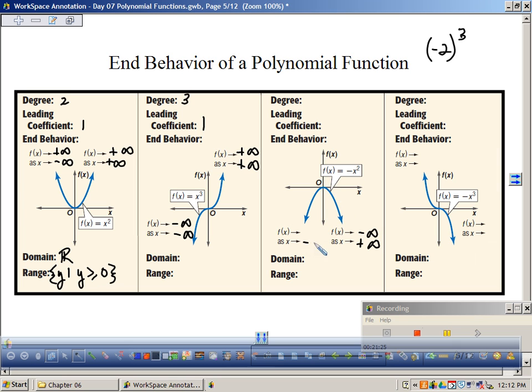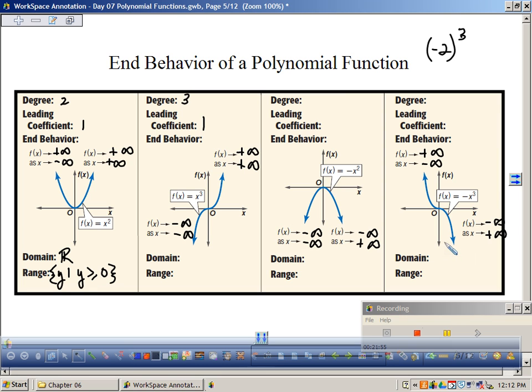As x is going in the negative direction, what's y doing? Going down. Just say, I'm going on the positive x. Is the graph up or down? It's down. As I'm going negative, what's the graph doing? Going down. Over here, as we go in the positive direction for x, what's the graph doing? It's going down. As we go in the negative direction for x, what's the graph doing? It's going up. Are you starting to catch on?